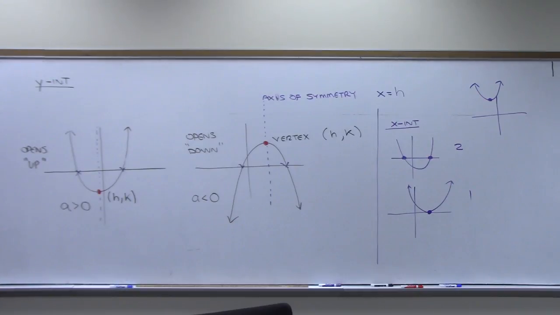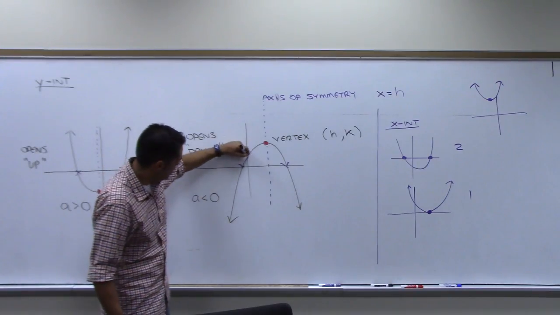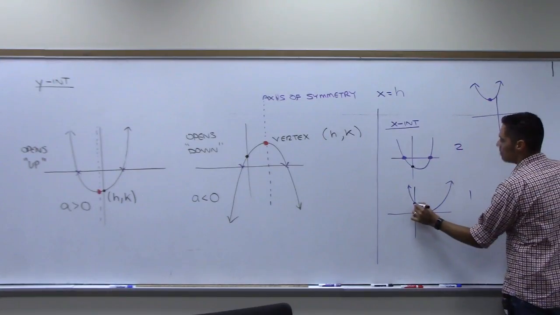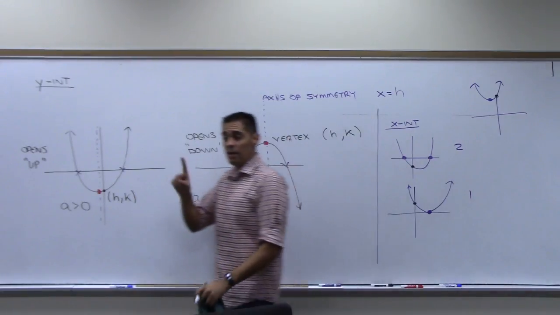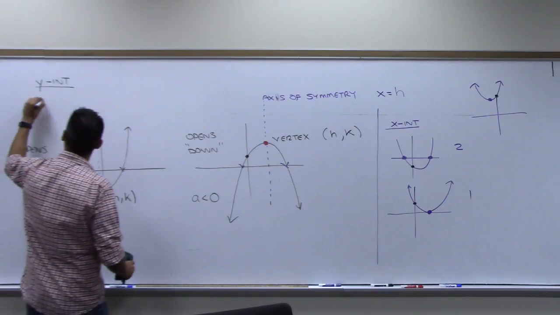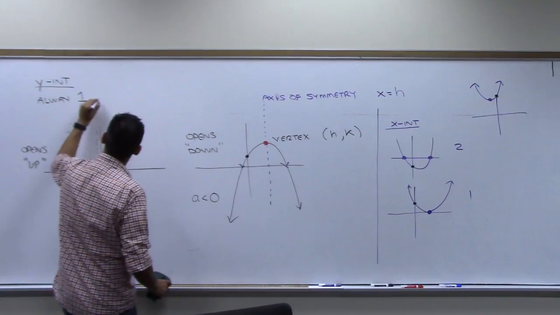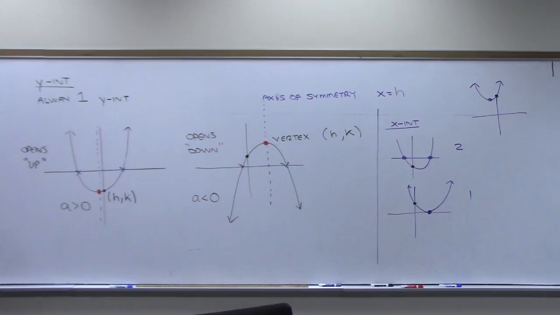Is a parabola going to hit the y-axis? Does this one hit the y-axis? Yes, right there. Does this one? Yes, right there. Does this one? Yes. This one? Yes. Turns out for all parabolas, you are going to have one and only one y-intercept, always.